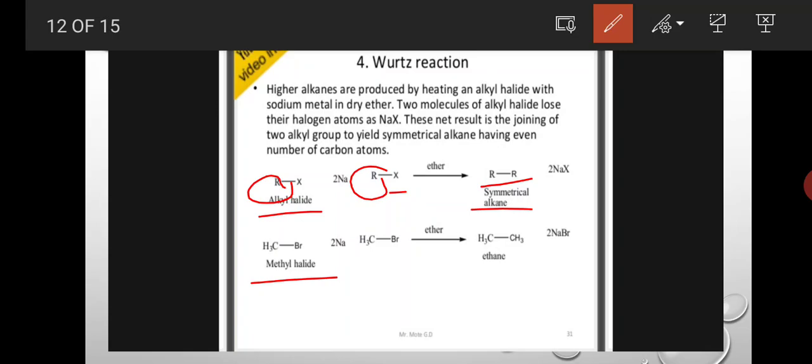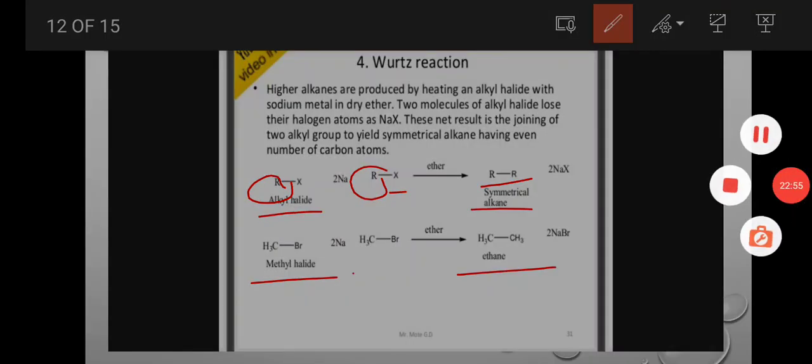Example is methyl bromide. 2 moles of methyl bromide react with 2 moles of sodium metal in presence of dry ether and ethane is formed. Ethane is CH3CH3, plus 2 moles of sodium bromide is formed. This reaction is called as Wurtz reaction. Wurtz reaction means by using this reaction we can prepare higher alkanes.